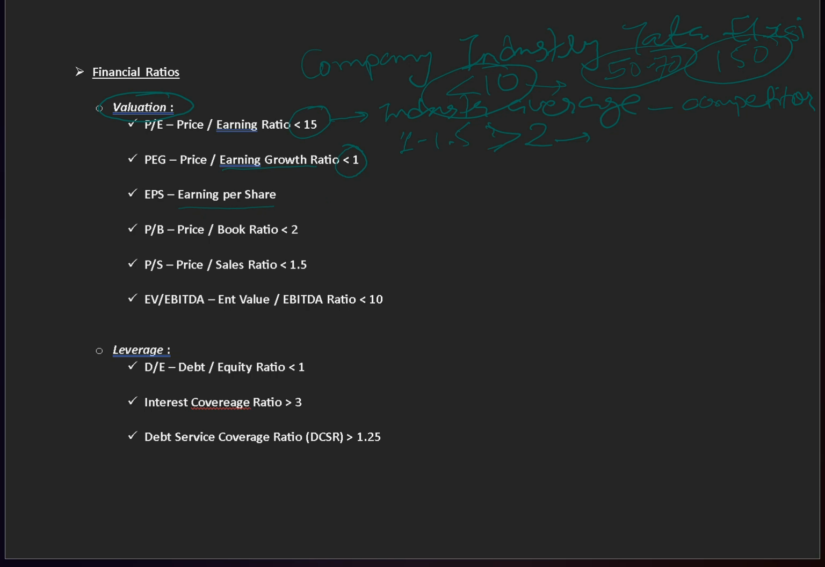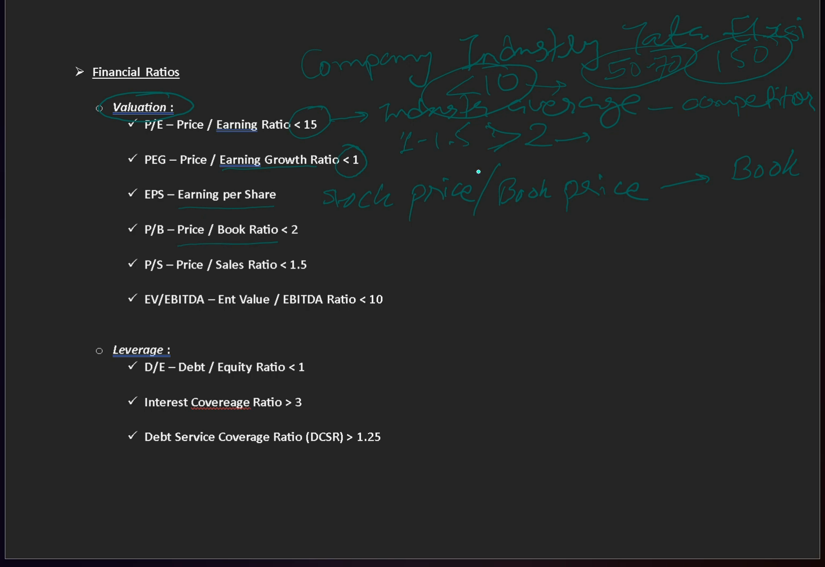Next is earning per share. This is nothing but the total earnings of a company divided by the number of shares. Next is the price to book value. The price to book ratio is nothing but the stock price divided by the book price of the stock. Book price is the price as per the book value and book of accounts. This shows the company's value.